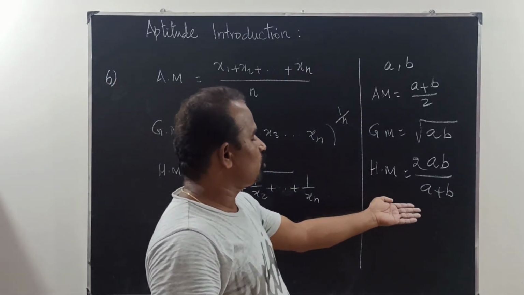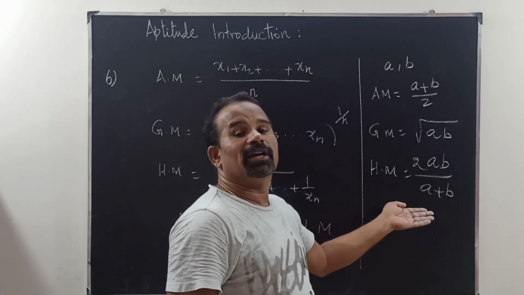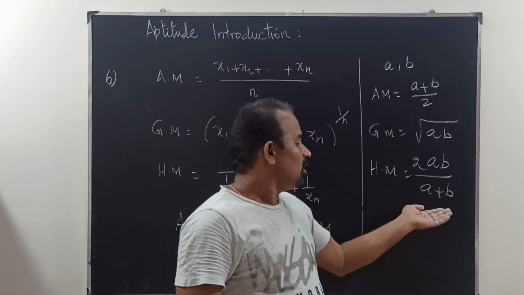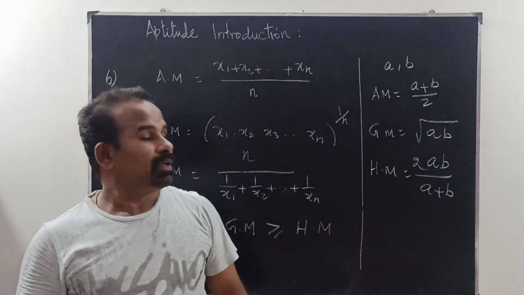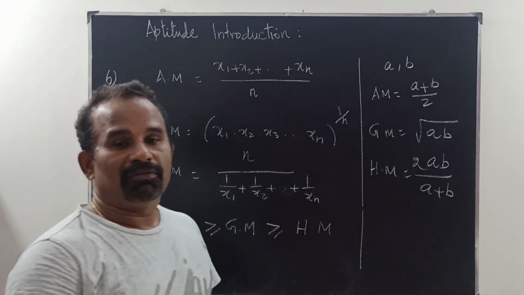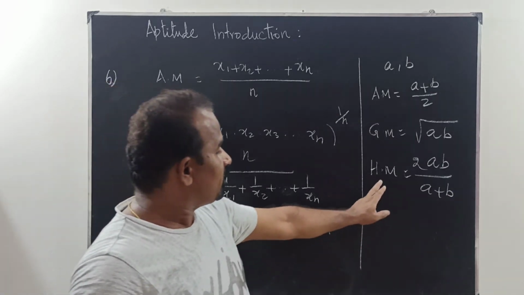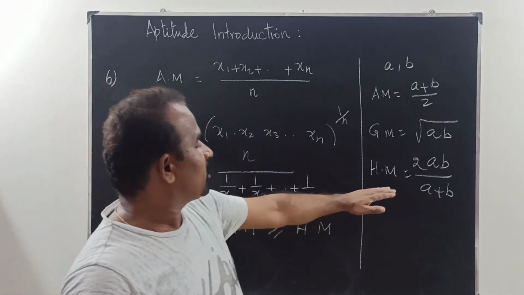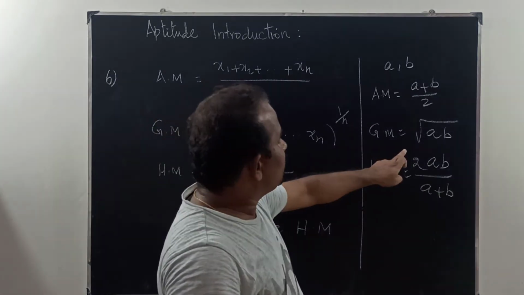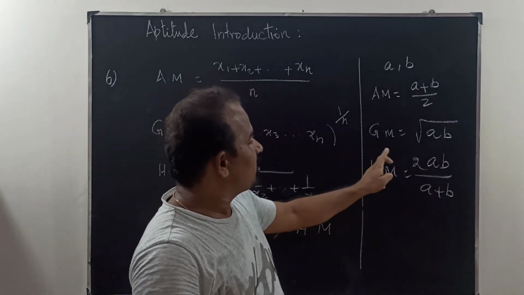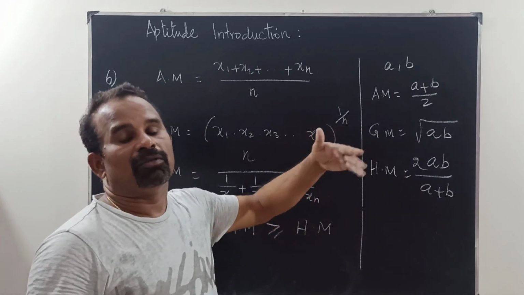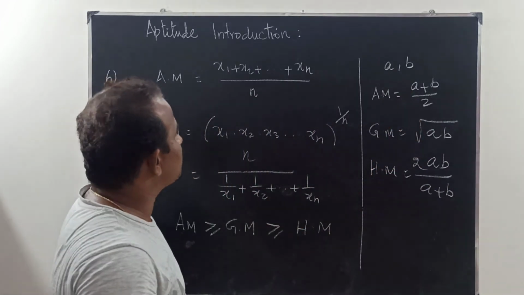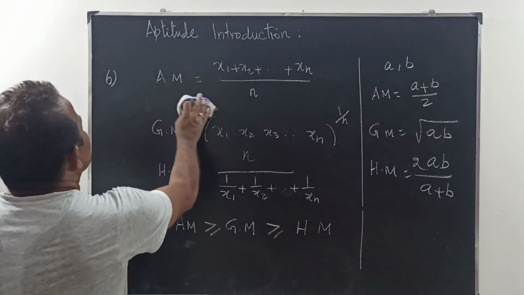This mean is used for calculating the average speed. Suppose 2 speeds are given with the same distance. Then the average speed is equal to 2AB divided by A plus B. So for finding average speed, we should use only harmonic mean, because average speed is equal to the displacement over a period of time. That's why we use this formula. Okay.